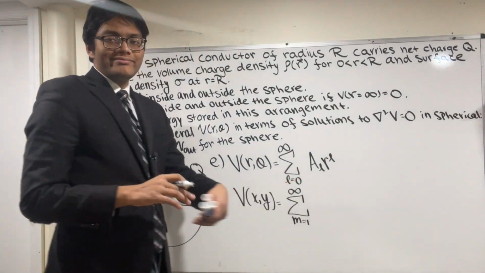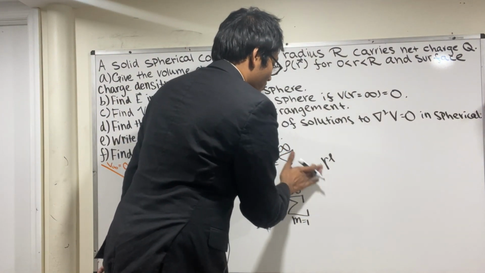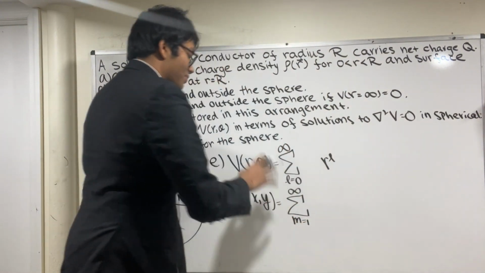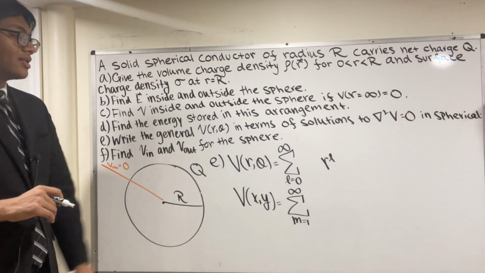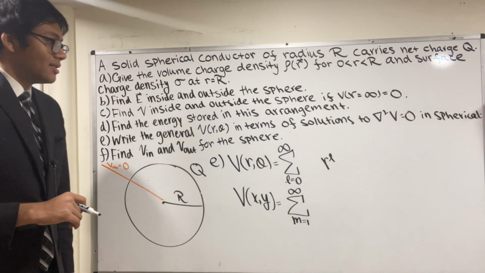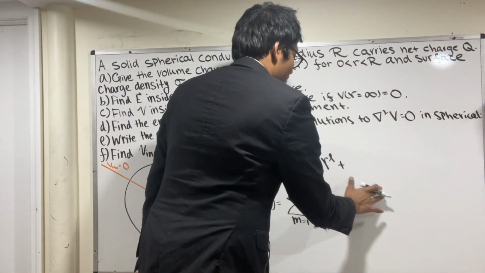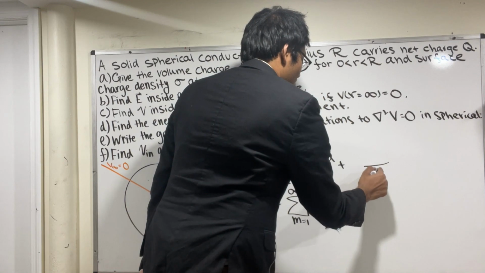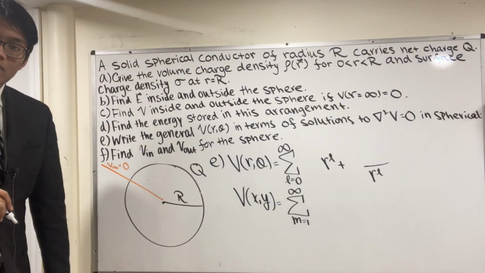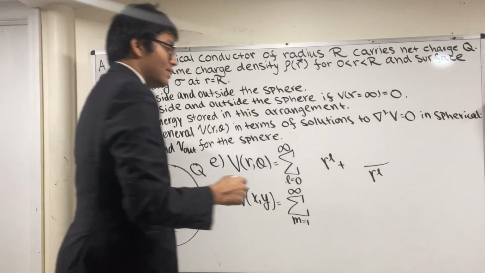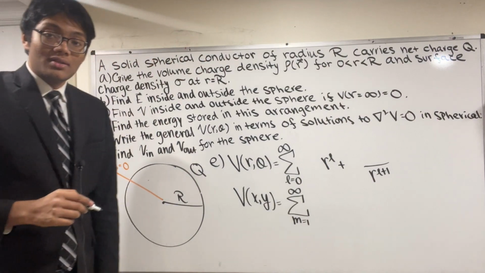This constant, you can just ignore it. In fact, I'm not even going to bother to write it for now. I will bother to write it soon, but right now, all you have is a linear term, r to the power of L, right? So that's that. And then we have an antilinear term, a term that is not linear, right? It's just 1 over r to the L. In fact, let me modify it a tad bit. It's 1 over r to the L plus 1.